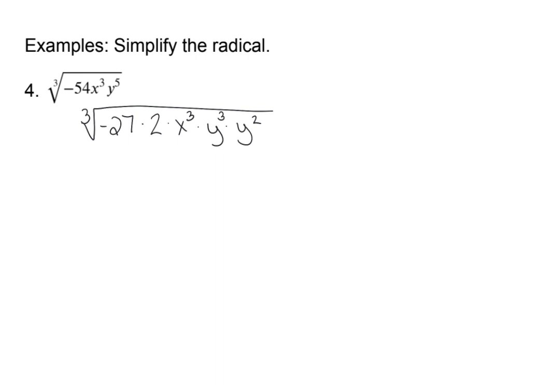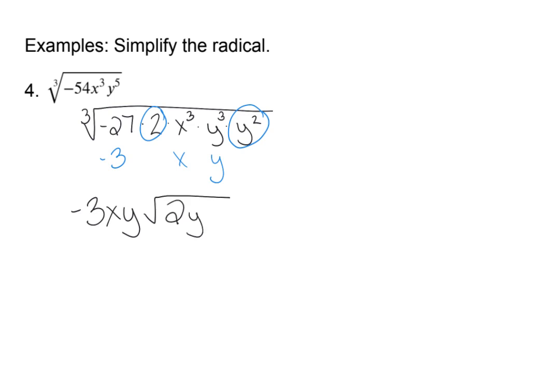The cubic root of negative 27 is negative 3. The 2 would be messy, so we're going to leave it. The cubic root of x cubed is x. The cubic root of y cubed is y. But y squared is not a group of 3, so it's going to stay underneath. All right, so outside of the radical, we moved out a negative 3, a regular x, and a regular y. Staying underneath the radical is a 2 and a y squared.